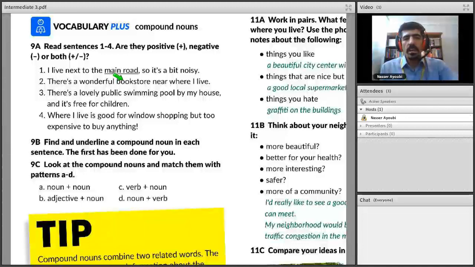So that's quite positive. That's a plus for the neighborhood. Actually, the compound noun in this one is swimming pool. Swimming pool.